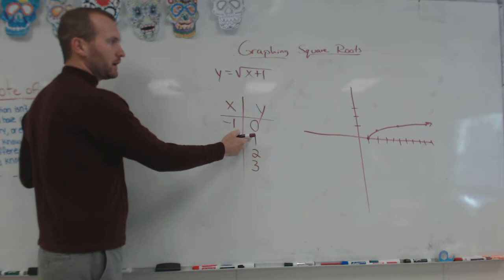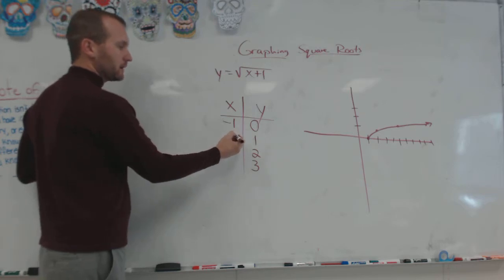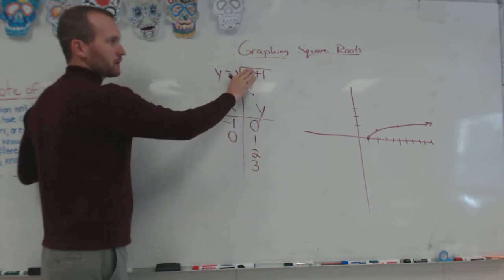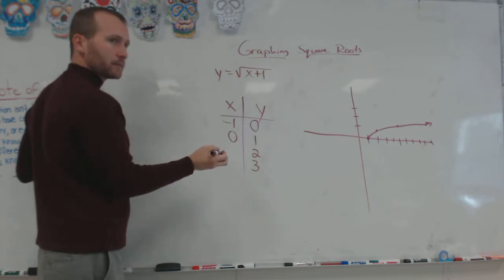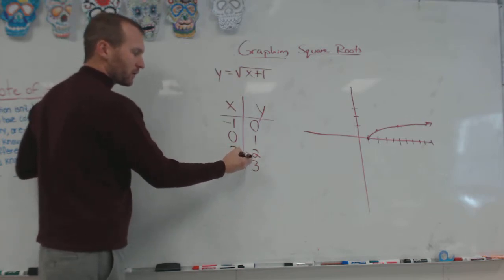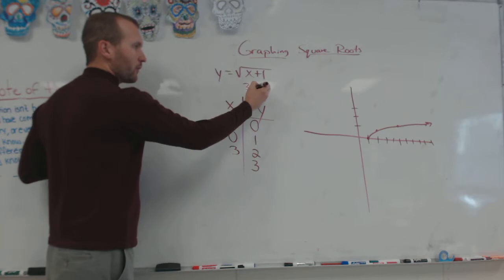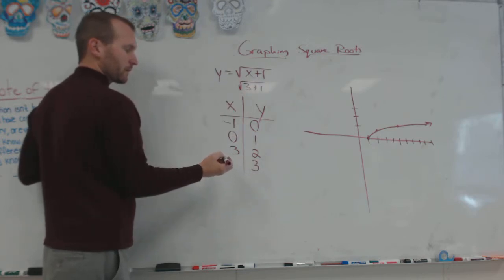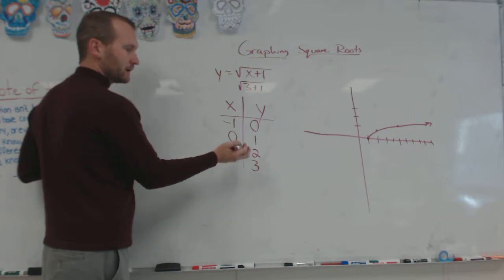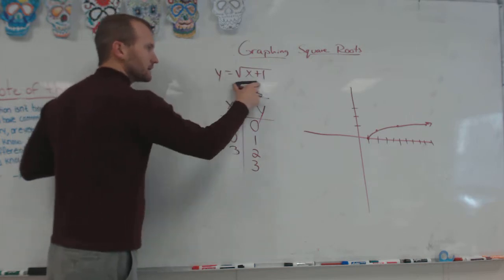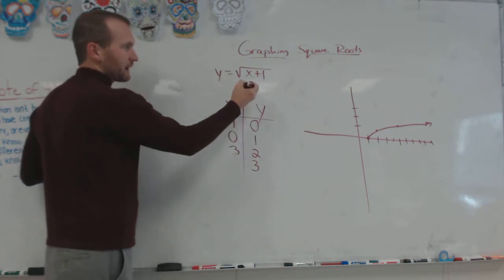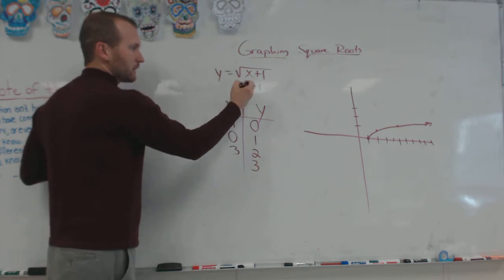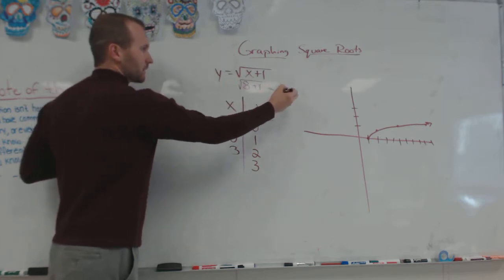How am I going to get 1 here? X would have to be 0. 0 plus 1 is 1. How am I going to get 2? Well, 3 plus 1 is going to be 4. Square root of 4 is 2. And then how am I going to get 3? 8, 1 less than 9. 8 plus 1 is going to be the square root of 9.